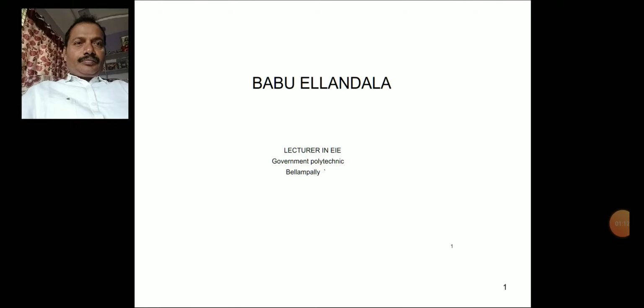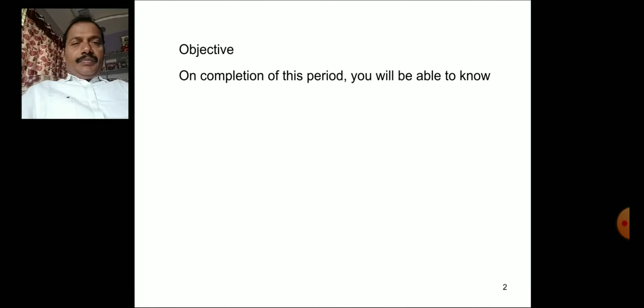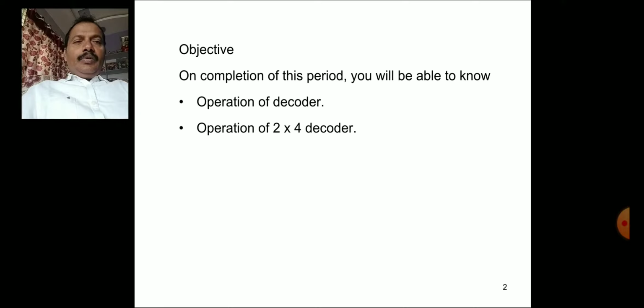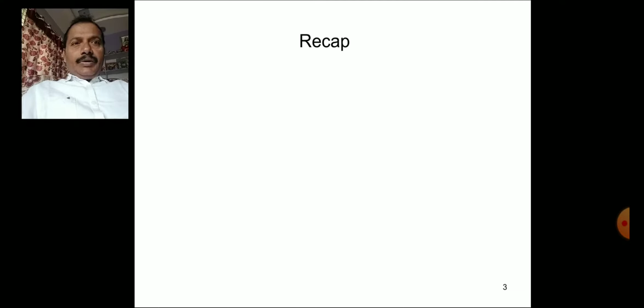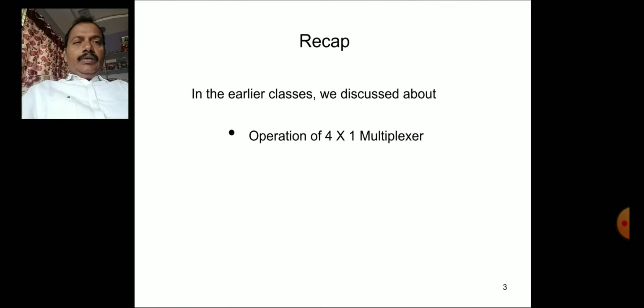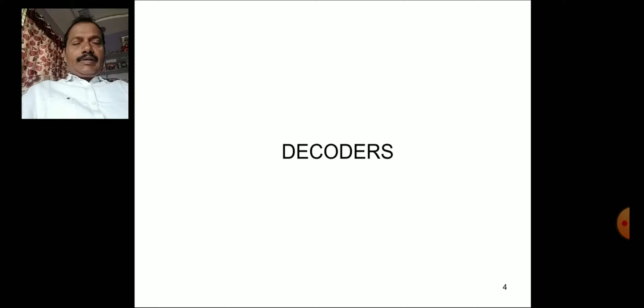Now, the objective of this lesson is the design and operation of the decoder. In this, we are going to discuss the operation of a 2 to 4 decoder and the operation of a 3 to 8 decoder, and the applications of decoders. In the earlier classes, we had discussed multiplexers and demultiplexers and their applications.